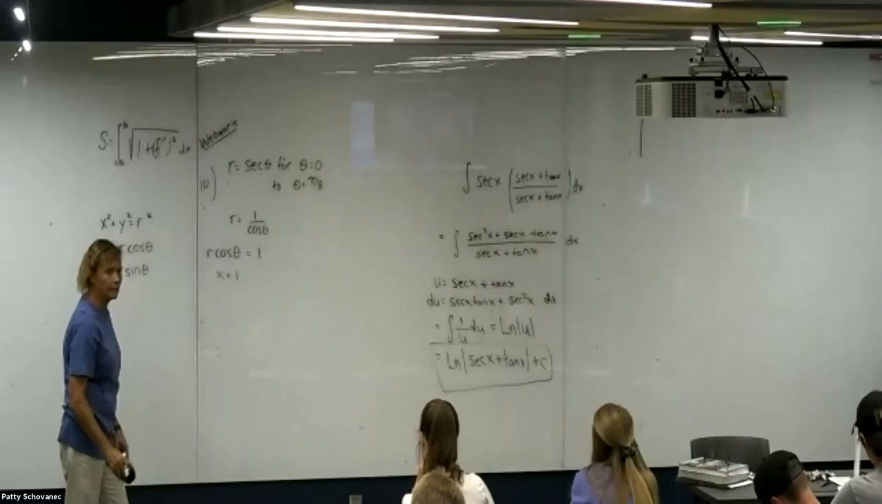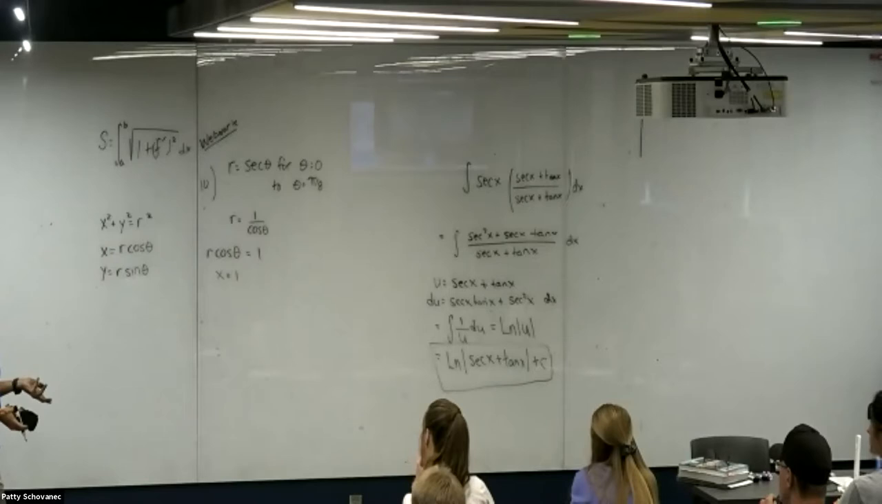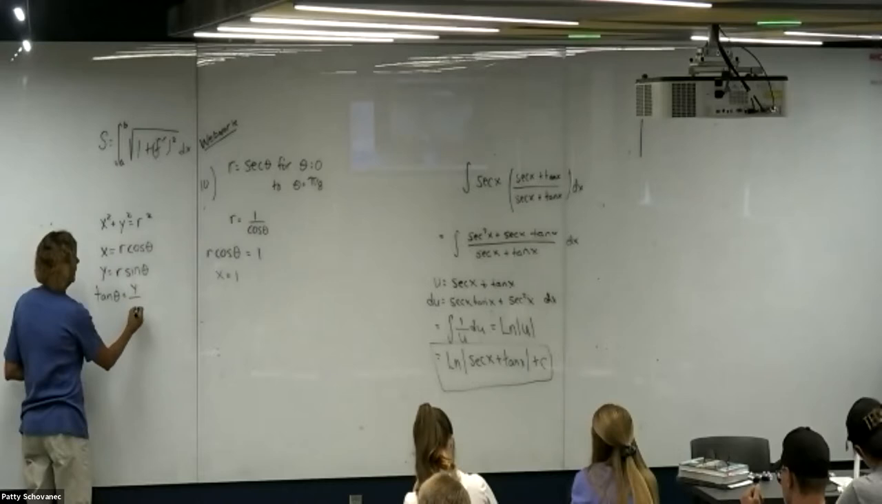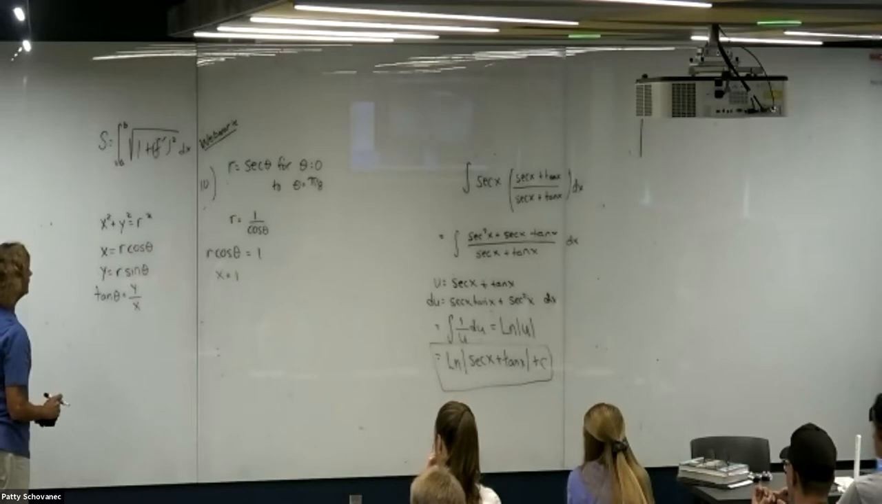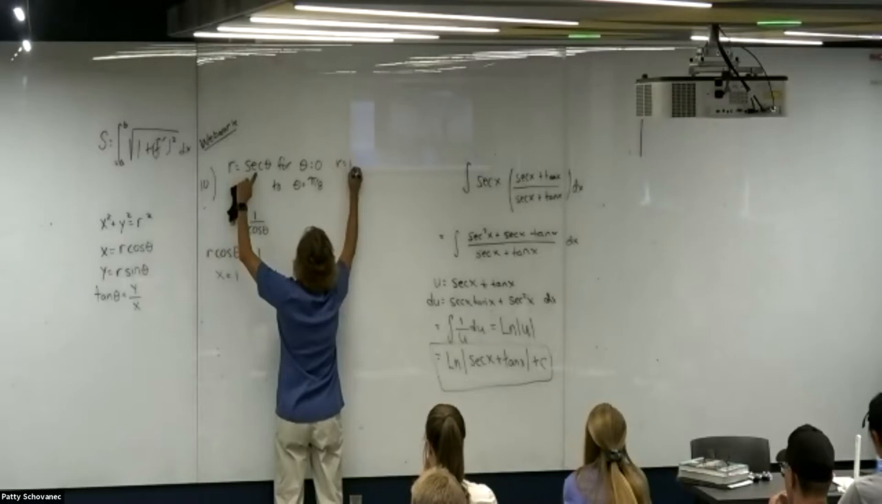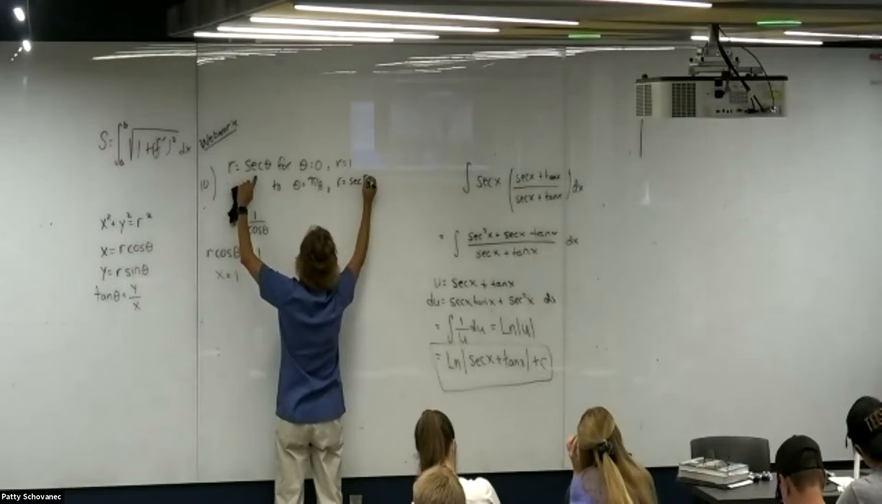Well, let's get those as ordered pairs. We also know that the tangent of theta is y divided by x, or we have that x is r cosine of theta. Theta is equal to 0 gives me what number for r? 1. r is equal to 1. And theta is equal to pi over 8 gives me r is equal to the secant of pi over 8. Correct? Yep.